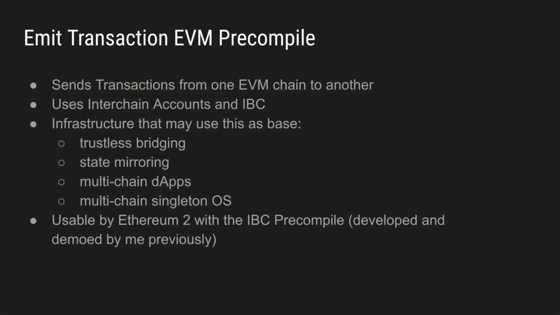You have seen a prototype for sending transactions from one EVM chain to another. It uses InterChain accounts and IBC, and this can be used as a base for trustless bridging, state mirroring, multi-chain dApps, multi-chain singleton operating systems, and usable by Ethereum 2 with the IBC precompile.